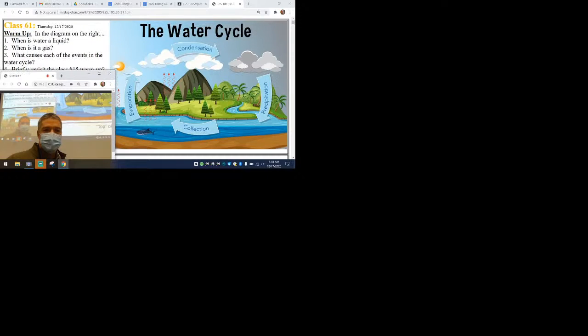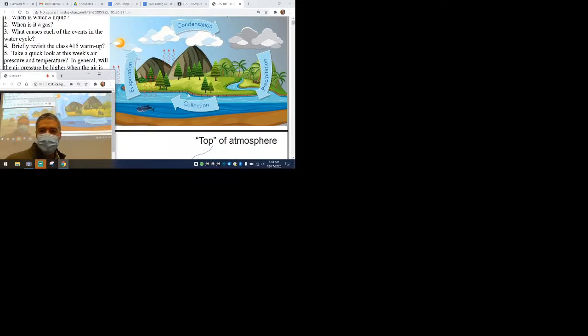So first question, when is water a liquid? In which of these stages? I guess we could go through each of them and I could ask you, is it a liquid or is it not a liquid in each of these? So let's do collection first. Collection is when the water that's fallen from the sky collects in lakes and rivers and things. Is water a liquid there? Yeah, definitely a liquid. How about evaporation? When it goes up into the sky before it forms the cloud, is it a liquid there?